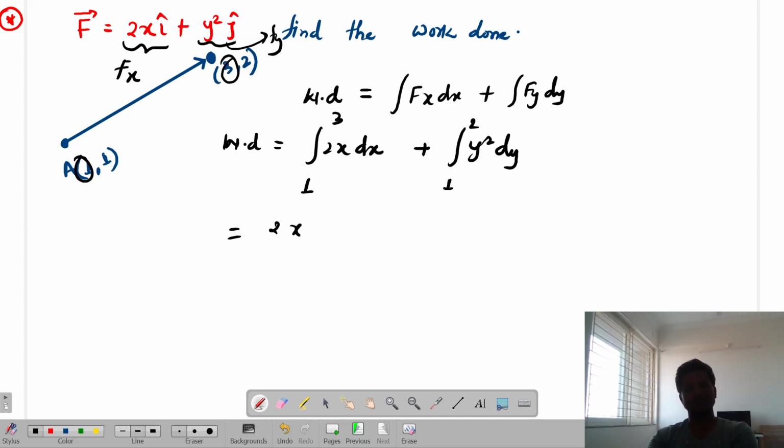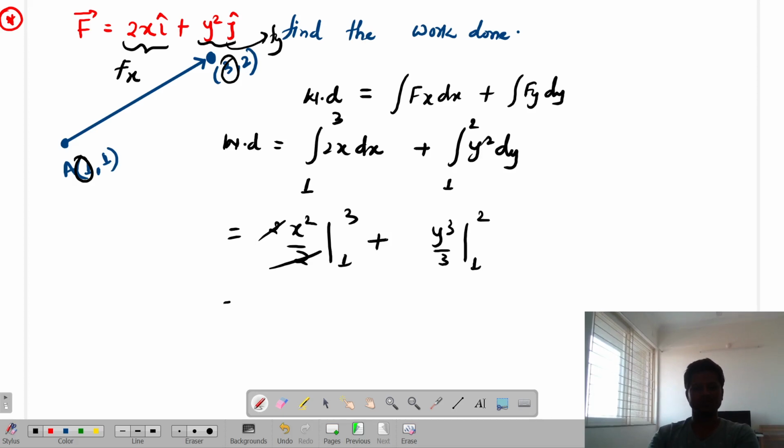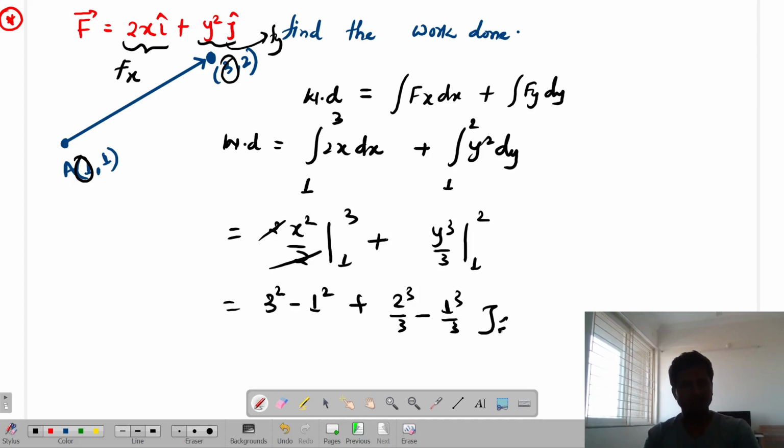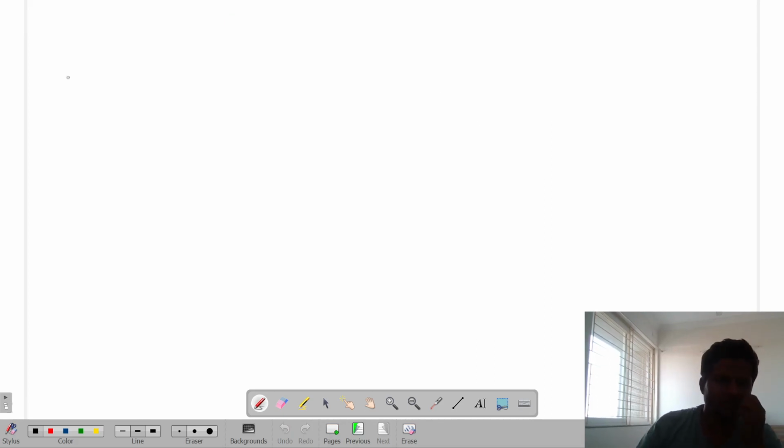So the equation becomes 2x square by 2 from 1 to 3, the 2s cancel, plus y cube by 3 from 1 to 2. The equation becomes 3 square minus 1 square plus 2 cube by 3 minus 1 cube by 3 joules. This is how the equation is formed, confirm. Okay, so can I move ahead? There is one more question. So basically you can do these kinds of questions easily, isn't it?